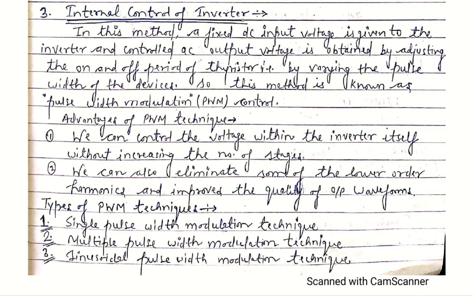These PWM techniques are of three types: the single pulse width modulation technique, the multiple pulse width modulation technique, and the sinusoidal pulse width modulation technique, which will be of unipolar and bipolar type. In the next lecture, we will continue these PWM techniques with single pulse, multiple pulse, as well as sinusoidal pulse width modulation, in which we will see how we can vary the pulse width to obtain the controlled AC output voltage at the load side.